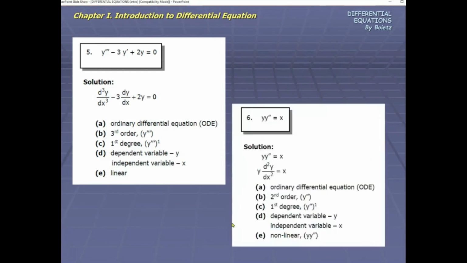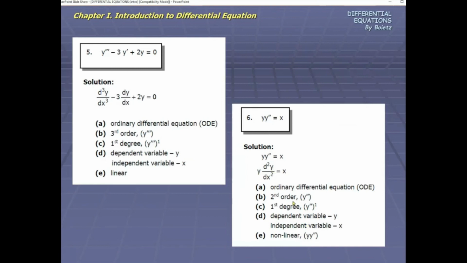Next one. Number 6, y double prime. So, it's like this. It's ordinary. Then, second derivative, second order, raised to 1. The y double prime is raised to 1. Then, the dependent variable is y here, because y is on top. They can't be swapped. This is one variable only. So therefore, your dependent is y, then your independent is x. The y, multiplied by its derivative, makes it non-linear.